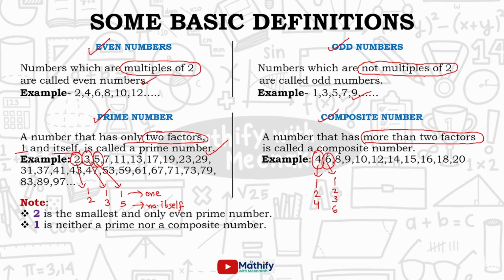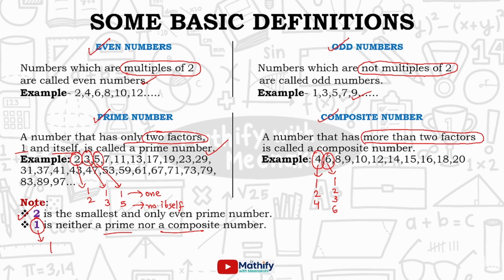Now maybe you are thinking that when we have 2 factors, it's a prime number, and when we have more than 2 factors, it's a composite number. What if we have one factor of a number? Then it's neither a prime nor a composite. The number 1 has only one factor, that's 1, and that's why it's neither a prime nor a composite. One more thing I want to tell you: you will realize that in the list of prime numbers, we have only one even number, and that's 2. So 2 is the only and smallest even prime number. Other even numbers are not prime, they are composite.